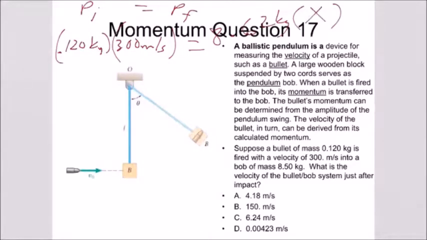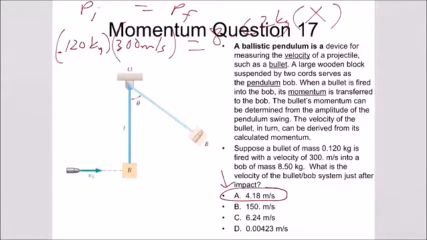So we'll divide both sides by 8.62 kilograms, and we'll end up with a final velocity of about 4.18 meters per second. So that is the velocity of the bullet bob system right after the collision between the two. In this kind of inelastic collision, remember, momentum is conserved, but kinetic energy is not. A lot of the kinetic energy of that bullet is converted to heat and sound and other forms of energy.